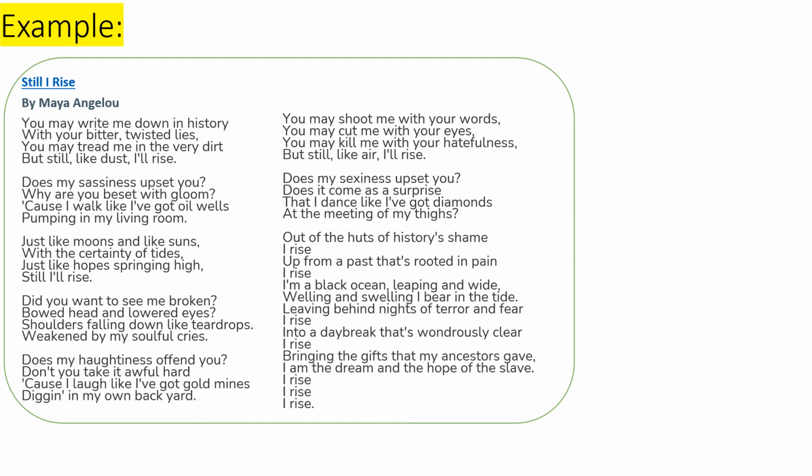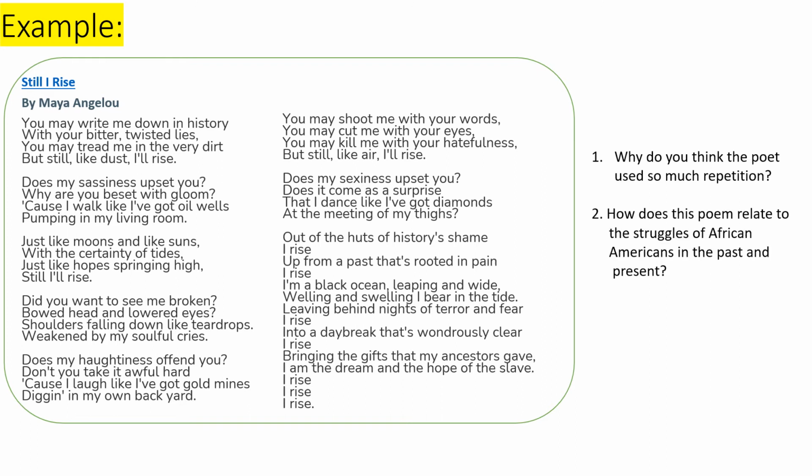I have here guide questions to help us understand the poem. It is very important to understand the content before making any comment about it. So question 1. Why do you think the poet used so much repetition? As you can see, Still I Rise has been mentioned many times in the poem. Why do you think so?